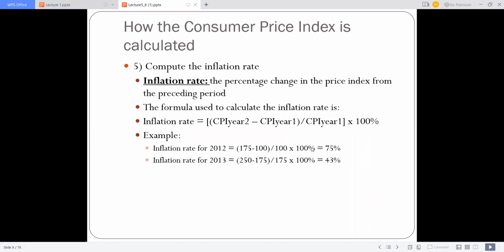This 100 is just because this inflation rate will be expressed in percentages. So the current one minus the previous one, all over the previous one, times 100. We have these percentages. The same way, for the inflation rate for 2013, we look out for the current CPI, which is 250, minus the previous one or the old one, which is 175. This one all over 175 times 100, and we have this percentage.